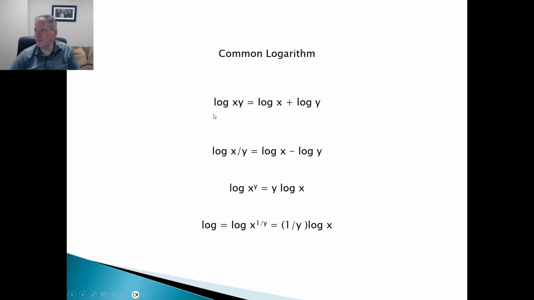And we know from our algebra that if we have log of x times y, it's going to equal log x plus log y, or log x divided by y is going to be log x minus log y. So this is kind of like polar format and then rectangular. All right. Now, log of x to the y power is you take the y out front and then multiply that times log of x. And log of x of 1 over y would be 1 over y times log x.